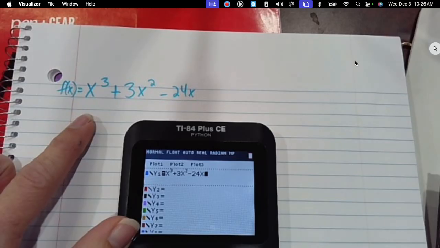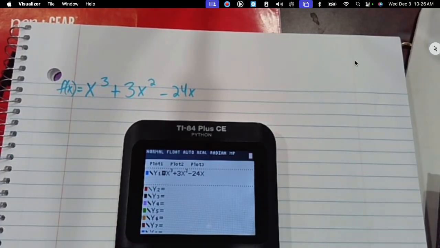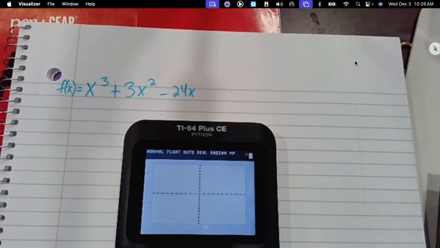Okay, here we go. Is everybody good with me typing that in? Just went to y equals. Now let's graph it. I don't know if it's all going to show up. Almost.